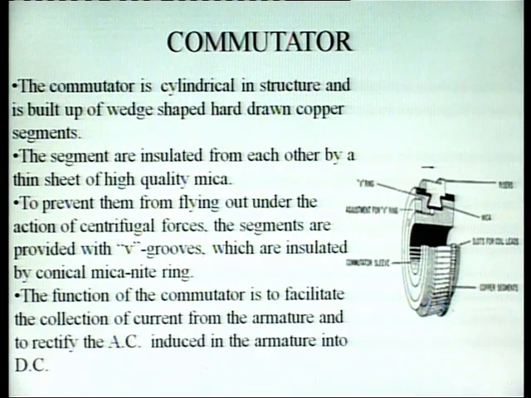Commutator. Commutator is cylindrical in structure and is built up of wedge shaped hard drawn copper segments. The segments are insulated from each other by a thin sheet of high quality mica. To prevent them from flying out under the action of centrifugal force, the segments are provided with V grooves, which are insulated by a conical micanite ring.